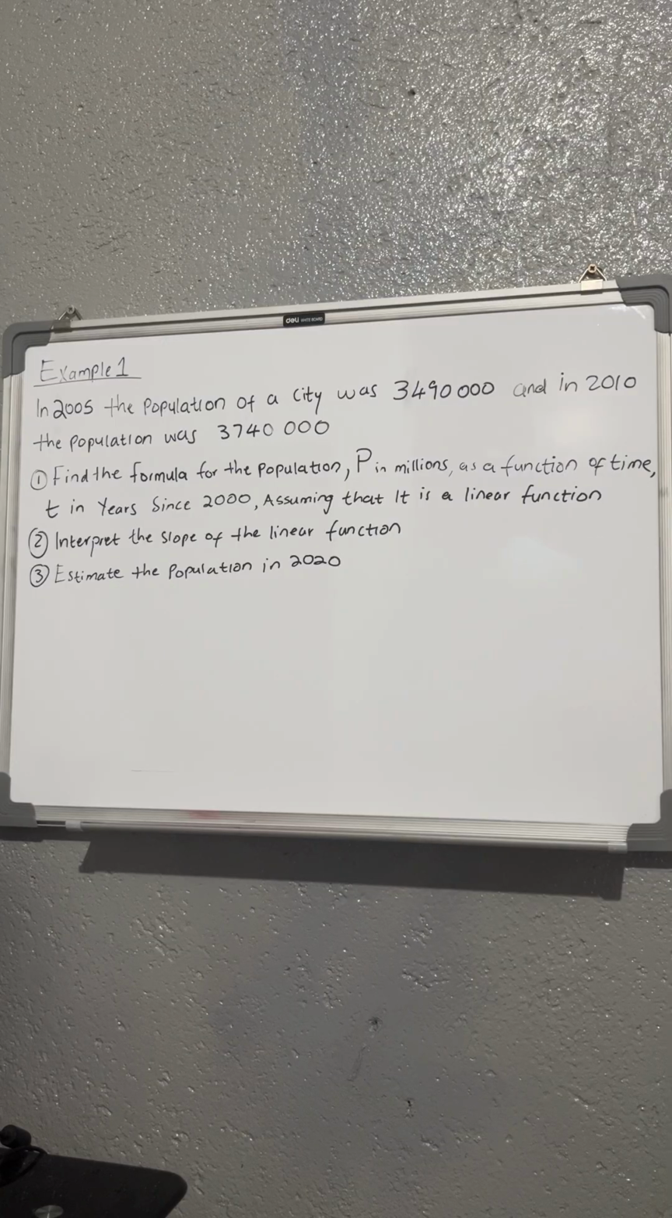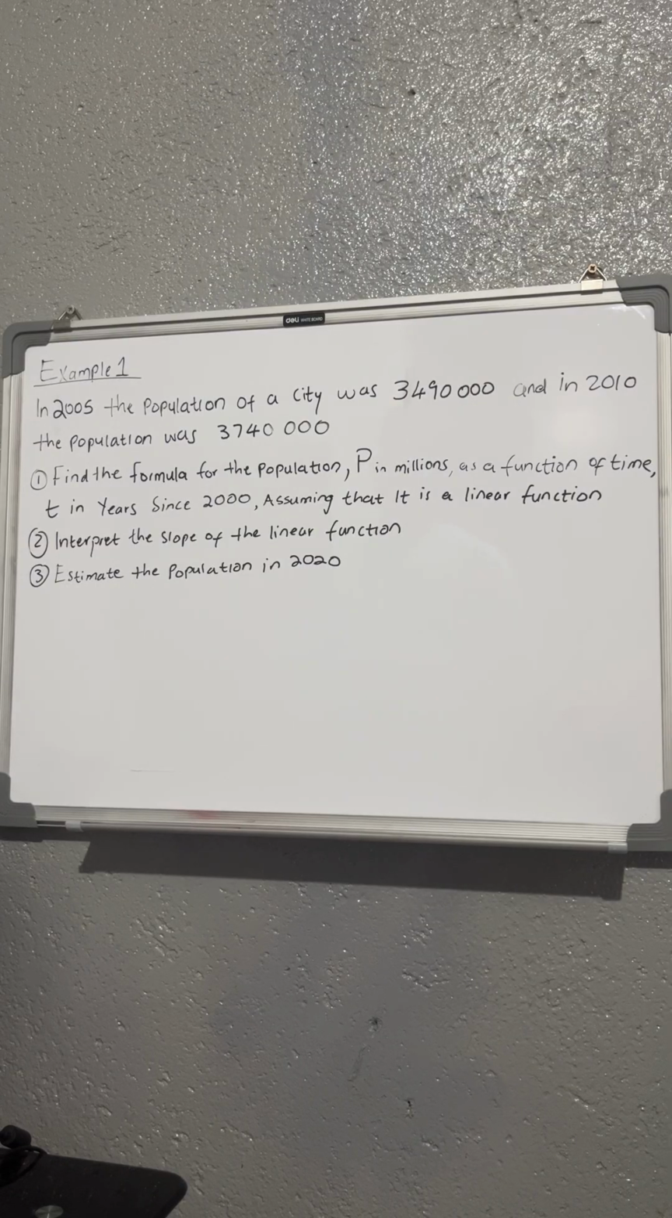confusions. So example 1 reads, in 2005 the population of a city was 3.49 million, and in 2010 the population was 3.7 million. So question 1 says find the formula for the population P in millions as a function of time, T in years since 2000. Assuming that it is a linear function, then they say you have to interpret your slope and also you have to do your estimates in 2020.